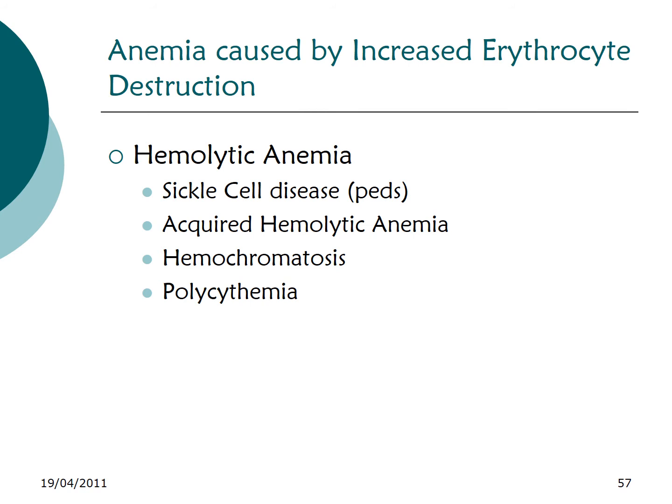Next slide. These slides are now talking about anemia that is caused by an increase in erythrocyte destruction. Remember we talked about hemolytic anemia, so there's destruction. There are different types of anemia that occur because of the red cells being destroyed. The most frequent one is sickle cell. You have acquired hemolytic anemia, hemochromatosis, and polycythemia.